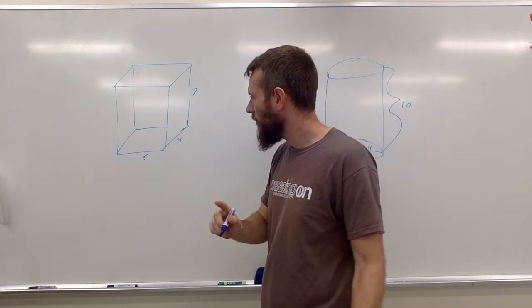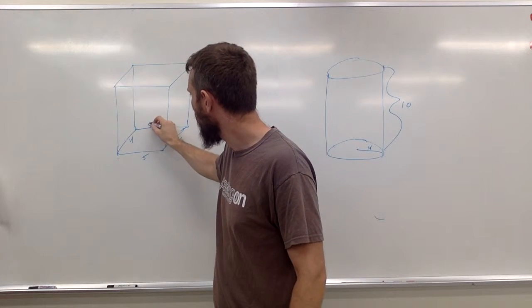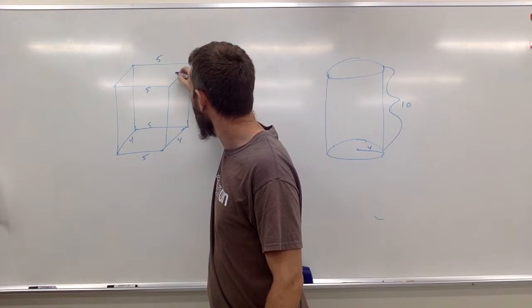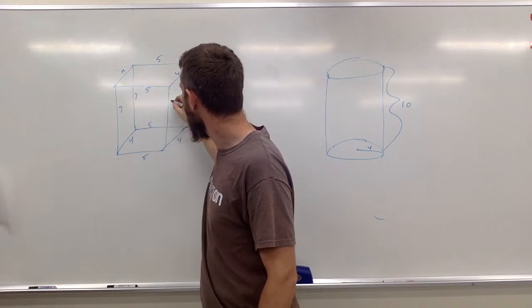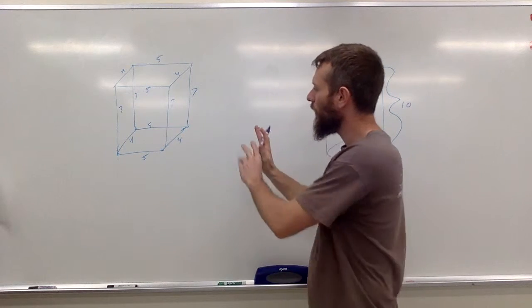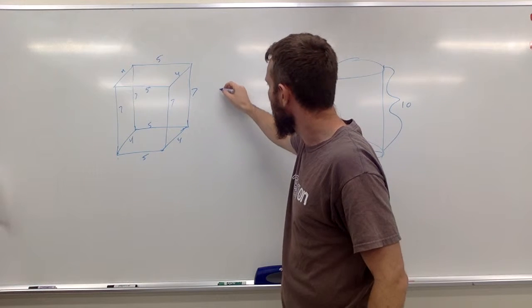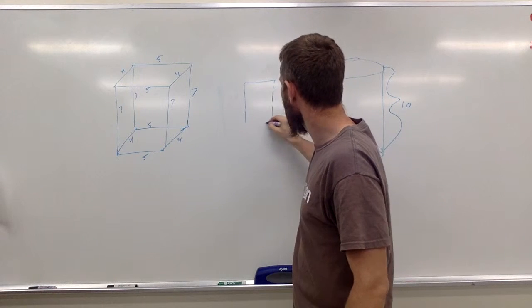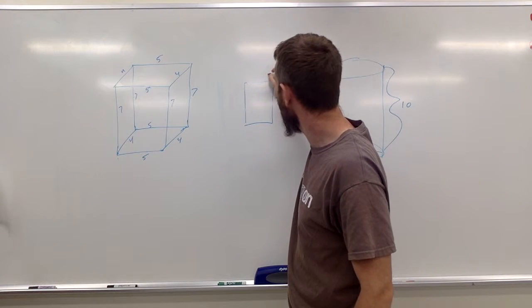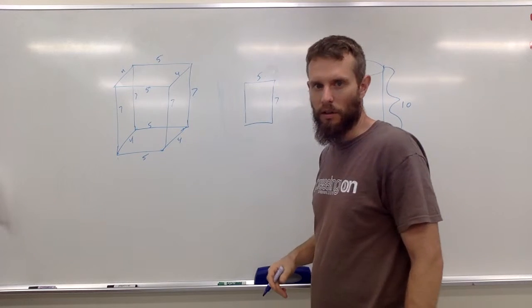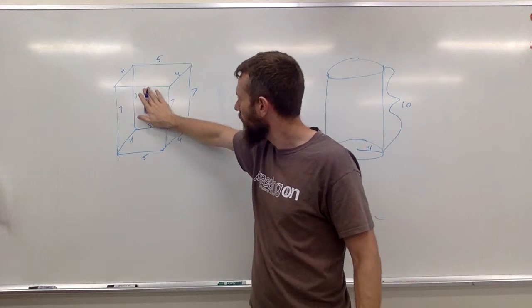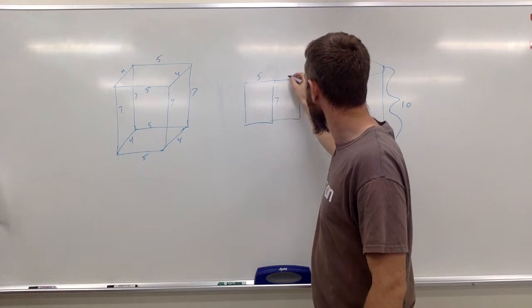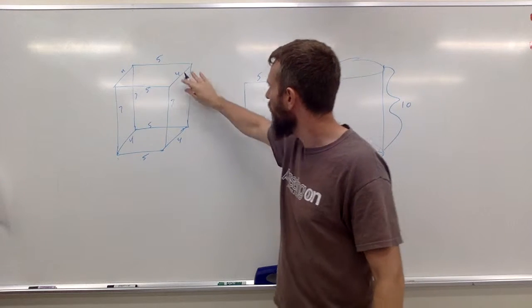Maybe it will help if I draw a few more of the dimensions in here. That's 5, 4, and of course all these are 7. Okay, so if I unfold this way, I'm going to run out of space, so I'm going to draw it a little bit smaller. It looks like I have a 7 by 5 rectangle in the back. That's this area right here. And then if I unfold that, it's going to be 4 by 7.